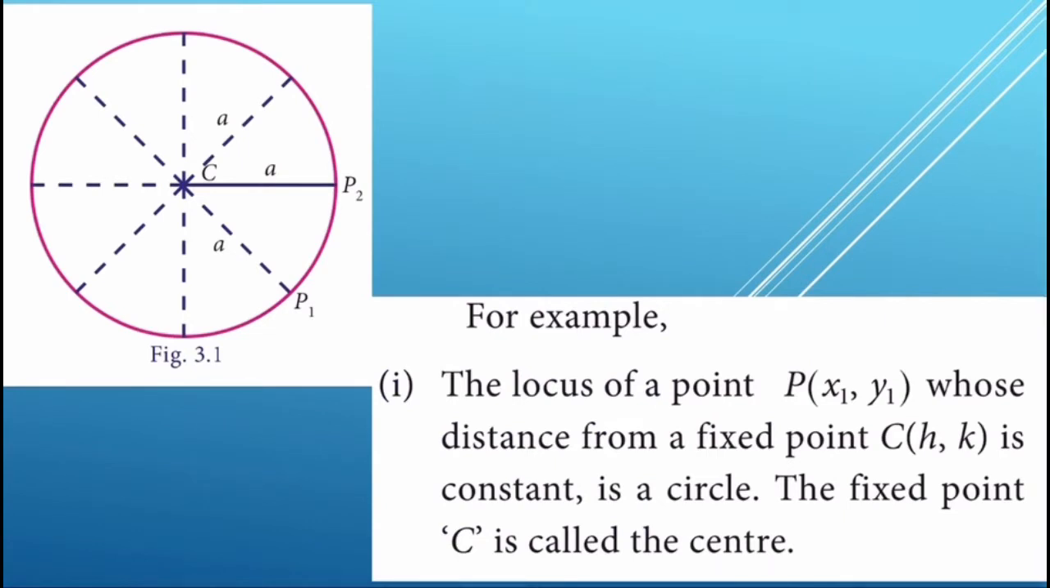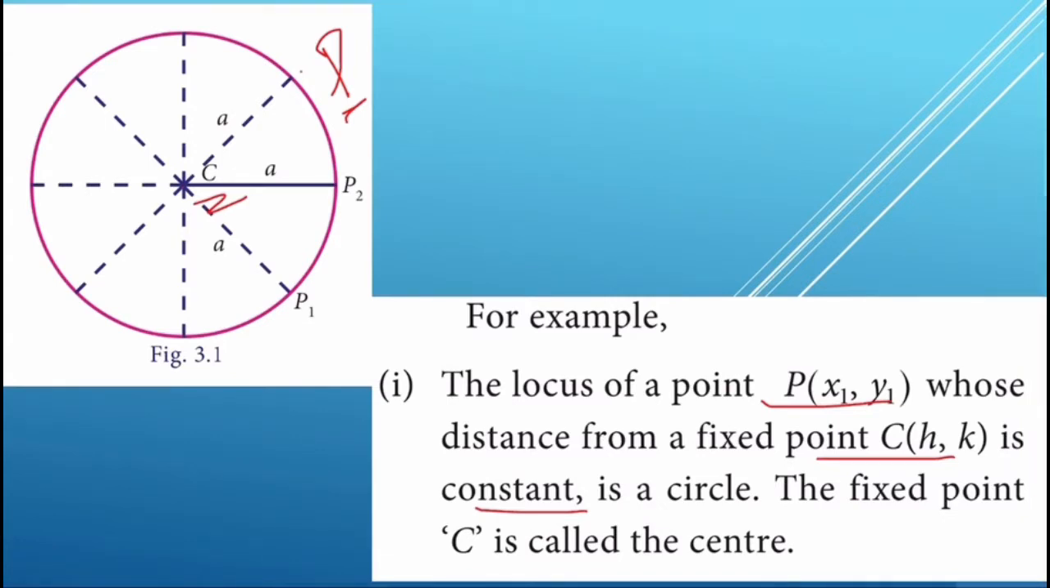Here a circle is there. What is a circle? It is the path of a moving point P with a common distance from the fixed point C. A circle is the moving path of a point that keeps the same distance from a fixed point. So here the locus of the point P whose distance from the fixed point is constant. Yes, distance between C and P is constant and it is the circle.